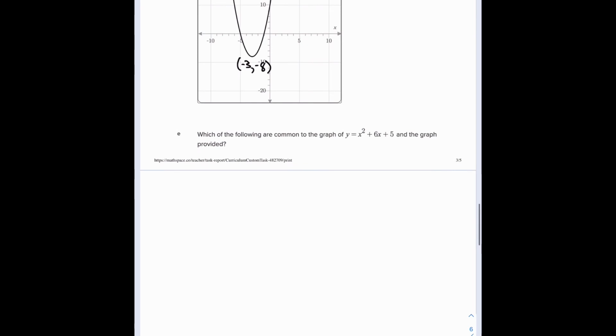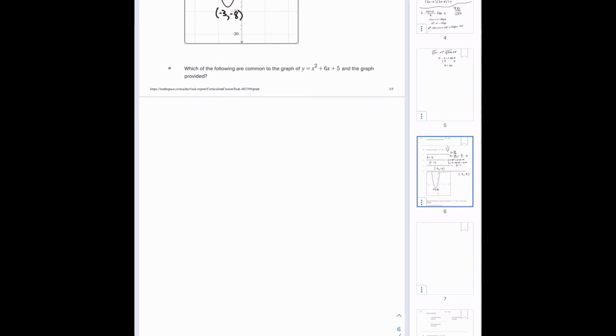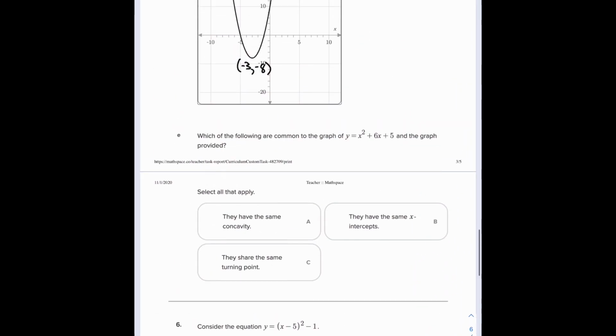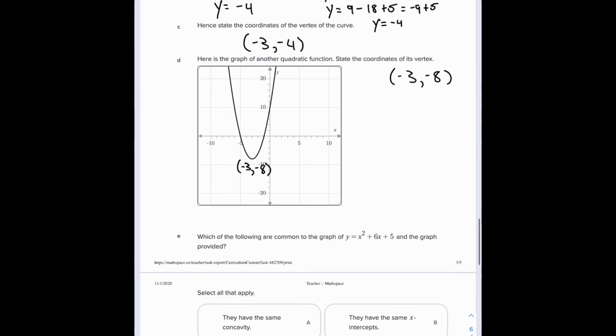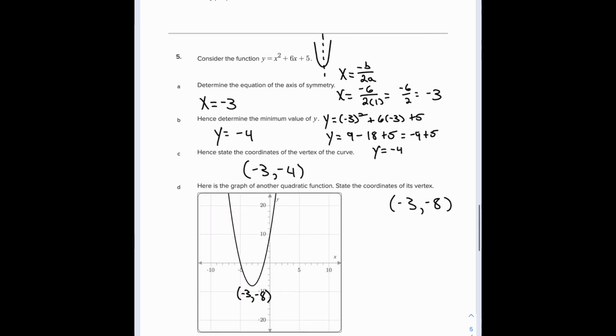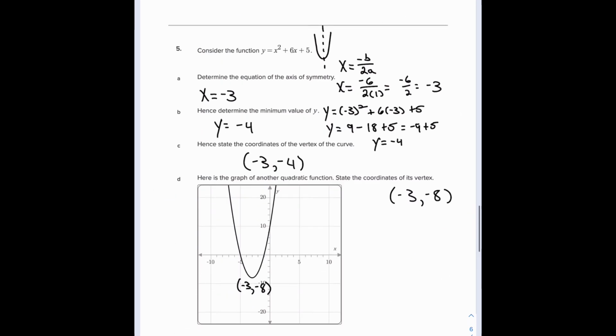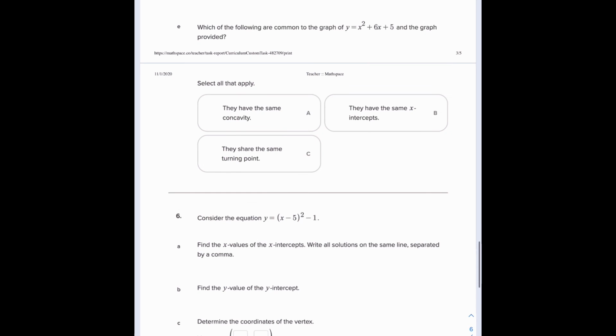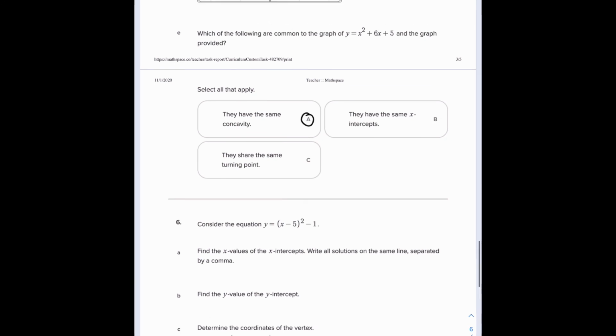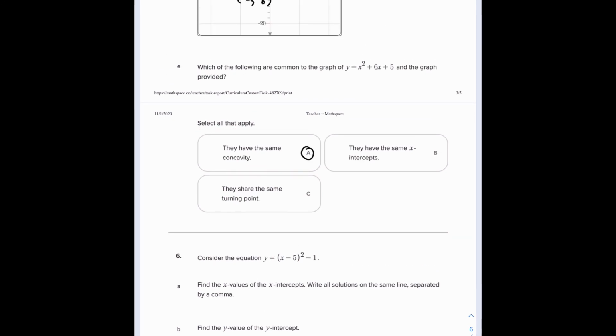So part E, which of the following are common to the graph of y equals x squared plus 6x plus 5 in the graph provided? Let me remove this page in between there so we can look at the options. Okay. Do they have the same concavity? Well, yes, we determined that, right? Because they both open up. So A is right. And we're selecting all that apply. Make sure you read that part.